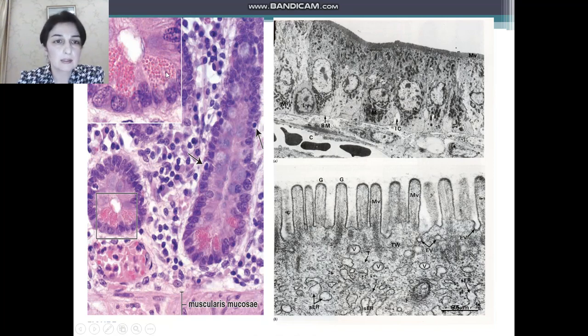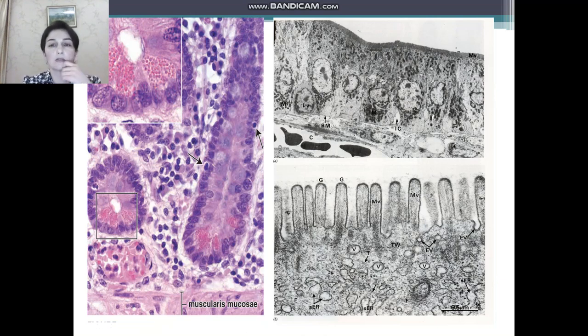And that is the crypt of Lieberkühn, that is the bottom of the crypt or intestinal gland. Here we can distinguish cells which are present here. And then the electron micrograph representation of the microvilli here. The cells are joined to each other via specific intercellular junctional complexes.